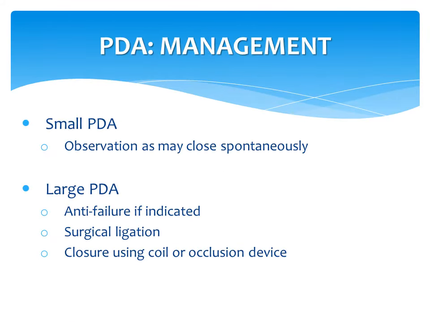Small PDA is usually treated conservatively as it may close spontaneously. Patients with large PDA that presents with symptoms and signs of heart failure should be started on anti-failure medication as explained earlier. Early PDA ligation is indicated if the heart failure is not controlled despite optimized medical therapy. Closure of PDA in older children can be done using a coil or occlusion device introduced via a cardiac catheter.